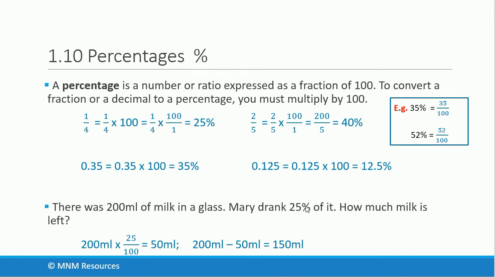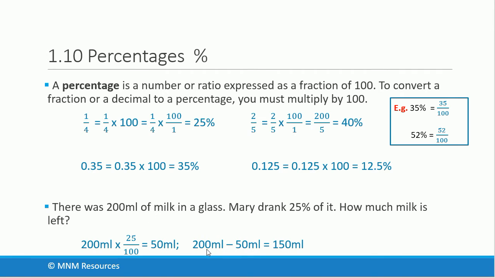So we need to figure out how much is equal to 25% of the 200 ml of milk, because that's what Mary drank. So 200 ml times 25% in a fraction is 25 divided by 100. So 200 times 25 divided by 100 gives you 50 ml. So you know that out of the 200 ml, Mary drank 25%. 25% is equal to 50 ml.